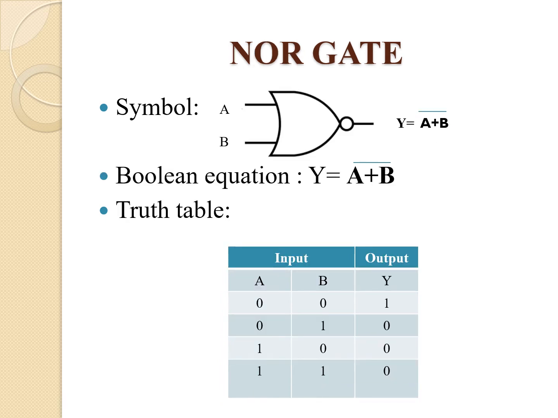Next is NOR gate. A and B are input and Y is the output. The Boolean equation is Y is equal to A plus B whole bar. You can go through the truth table. When both the inputs are 0, then only output is high. It is opposite to the OR gate, that is not OR, NOR.